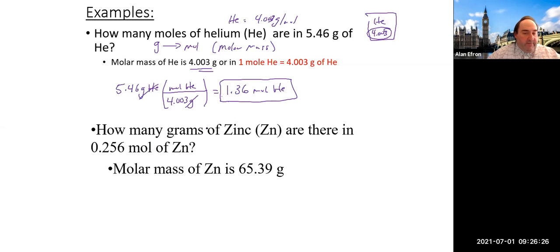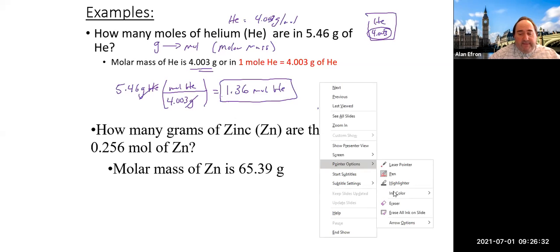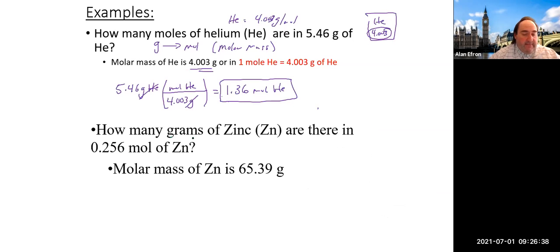Same sort of approach for our one there on the bottom. We want to know how many grams there are in 0.256 moles of zinc. So again, grams and moles, no mention of molecules, atoms, or anything like that. So no need for Avogadro's number here.